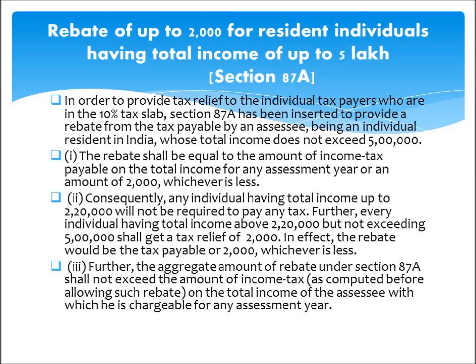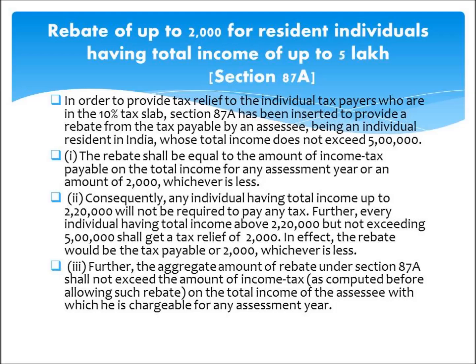In order to provide tax relief to the individual taxpayers who are in the 10% tax slab, Section 87A has been inserted to provide a rebate from the tax payable by an assessee being an individual resident in India whose total income does not exceed 5 lakh. So if I fall under the category of individual earning 2,50,000 to 5 lakh, I am eligible to avail this rebate. The rebate shall be equal to the amount of income tax payable on the total income for any assessment year or an amount of rupees 2000, whichever is less.